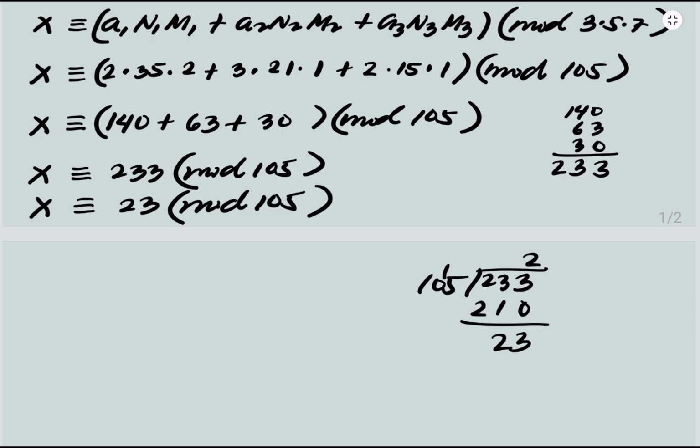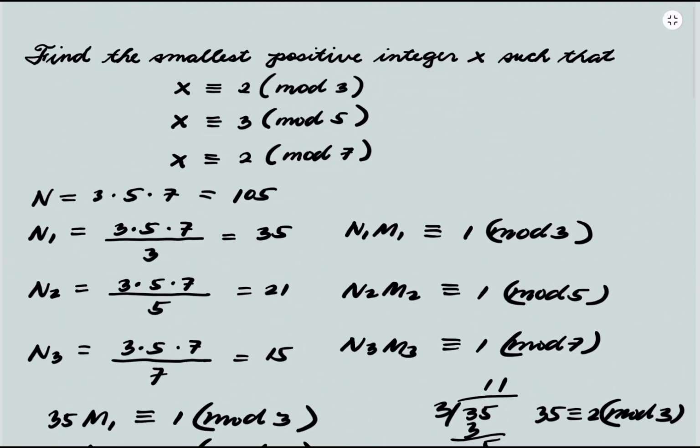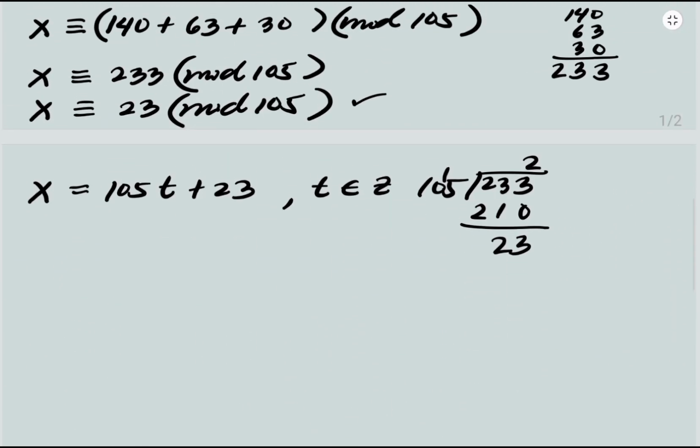So, meaning that the general solution is this one, right? Or we can say that x is equal to 105 times t plus 23, where t is any integer. That is the general solution, right? But since we're just looking for the smallest positive integer x, the solution is x equal to 23. So we let t here be equal to 0. So our answer is x equals 23.